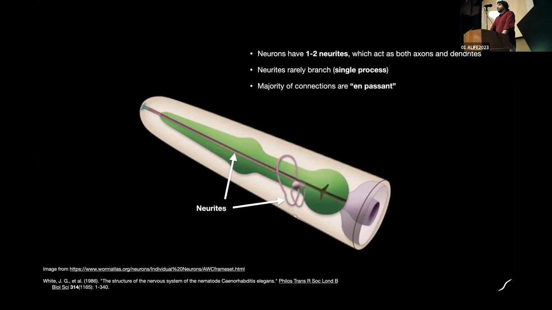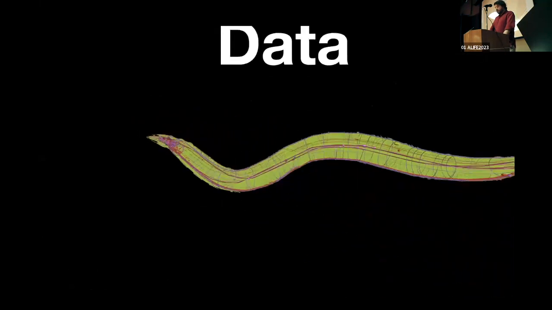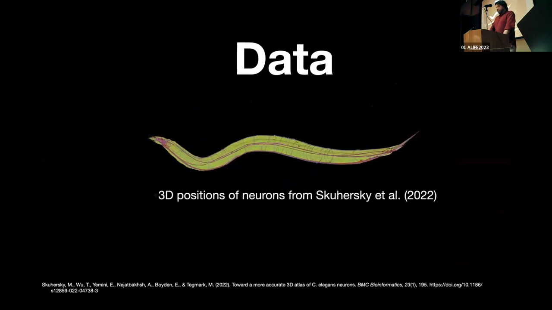And the majority of the connections are what are known as en passant connections. Now, en passant connections are essentially when two neurites pass by each other, they can form an electrical gap junction. That's referred to as an en passant. And then finally, in the frontal ganglia, these neurons wrap around the pharynx, which is this little green structure here in the middle that you can see. And with those 4 things in mind, we have constraints on what neurons can and can't do in C. elegans.